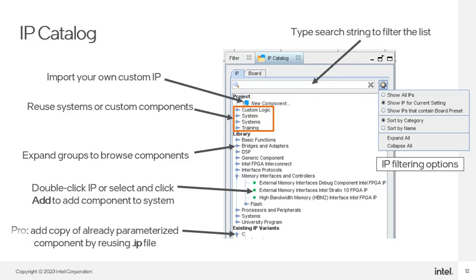One added feature of the IP catalog in the Pro Edition is the existing IP variants section at the bottom of the list. Recall that in the Pro Edition, a .ip file represents a particular parameterization of a component. The existing IP variants section lists all the .ip files for all the components already added to the system. You can add additional instances of an already added and parameterized component by double-clicking an existing .ip file listed here. Newly added instances must have unique names, but doing this is like copying and pasting an existing component in the system.